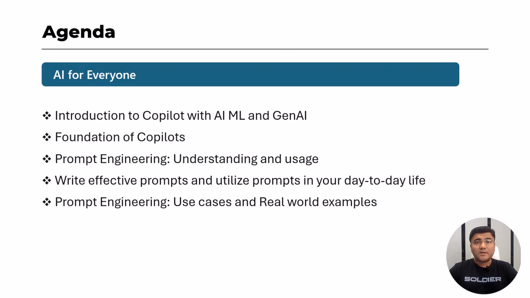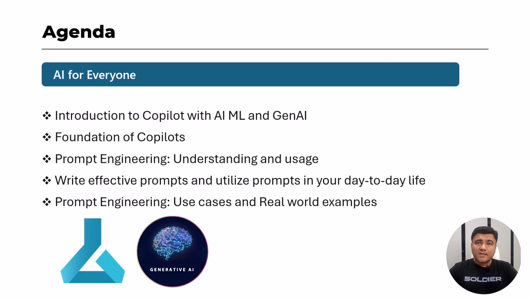The agenda of this particular workshop is that we are going to start with an introduction to Copilot. In this, we are going to focus on certain important terminologies associated with it, like AI, machine learning, and Gen AI. Now, obviously, understanding artificial intelligence, machine learning, and generative AI is very, very important, because these fundamental core concepts are going to give you an idea of how exactly you can use these AI agents and how you can utilize them in your day-to-day work.